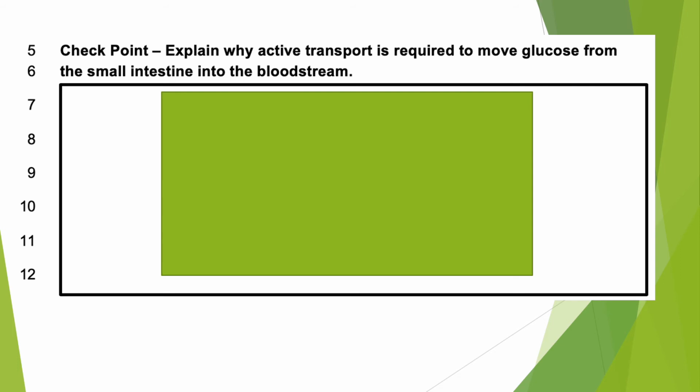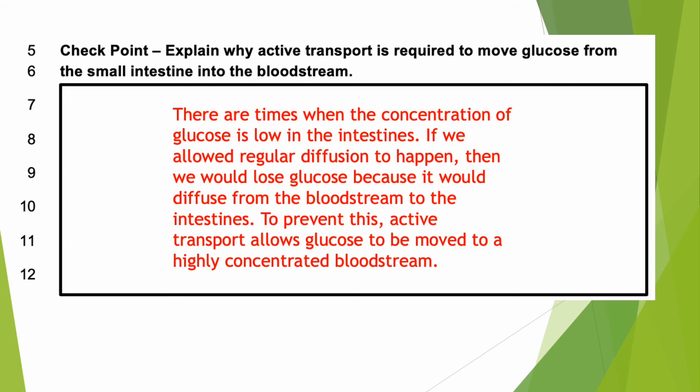Right, so as with always, if you don't have the exact same answer as me, that's totally fine. But we're just going to go through this and see if you have something similar. So I wrote, there are times when the concentration of glucose is low in the intestines. If we allowed regular diffusion to happen, then we would lose glucose because it would diffuse from the bloodstream into the intestines. To prevent this, active transport allows glucose to be moved to a highly concentrated bloodstream. Okay? So that's how glucose will stay inside your bloodstream instead of being diffused right out.